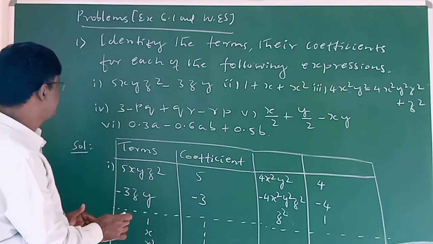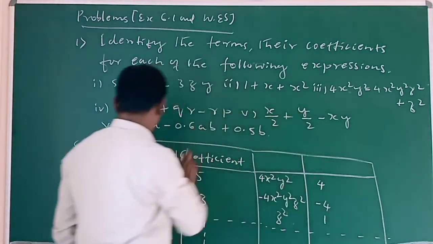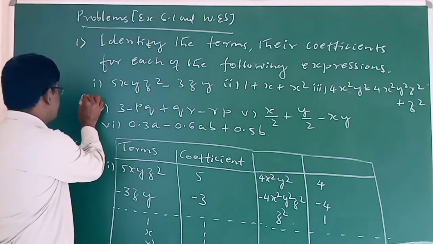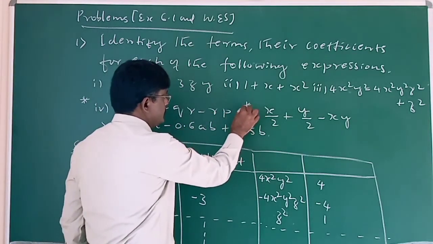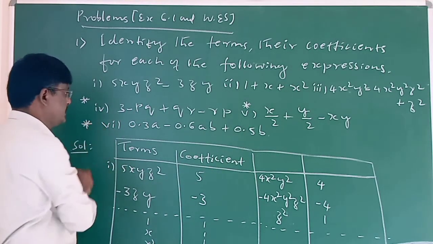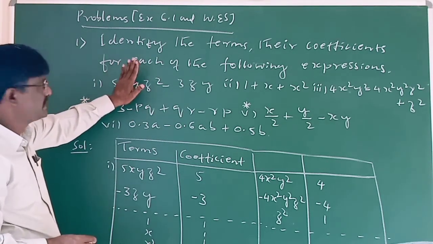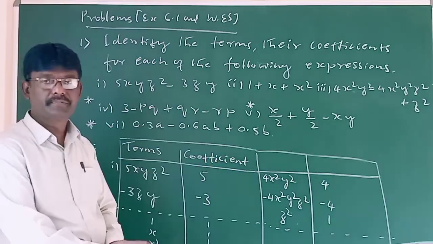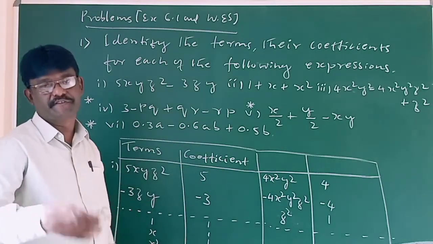I will give you this as an assignment. For assignment sums, you put a star mark. Here the first three are over: first, second, third. Now put a star for this. Star means meant for your assignment, that is, to be done by you. If any doubt, we shall discuss in the next class. Okay, children, I hope it is clear. The first sum is very clear: identify the terms and the coefficients like this. From the second sum onwards, we shall continue in the next video. Thank you.